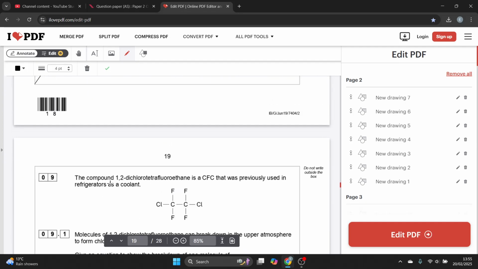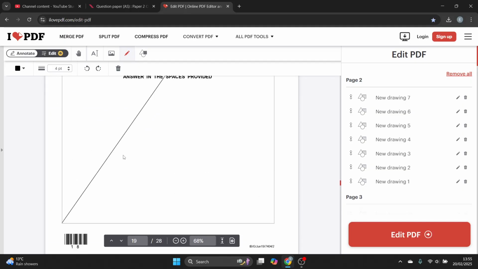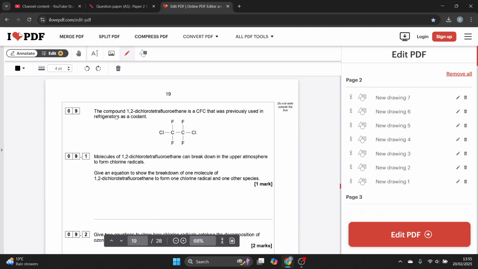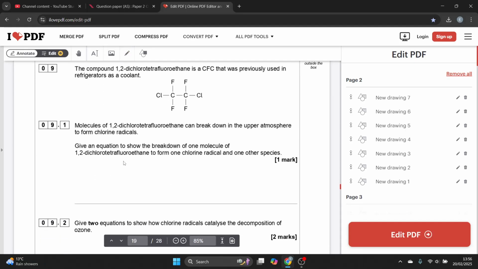Next question, question 9. Okay, almost done. Given the equation, a breakdown of one molecule of 1,2-dichlorotetrafluoroethane into one chlorine radical and one other species.